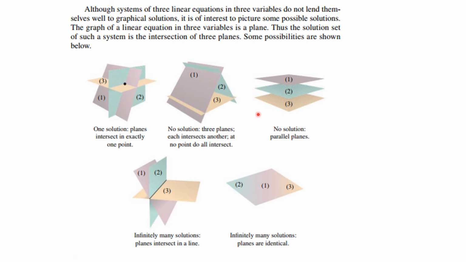Or they could all be parallel this way, or they could intersect having infinitely many solutions like the one we just did, where it's along a line like that in three-dimensional space. Or in fact, we could have infinitely many solutions where all of these are identical. It's really a pretty complicated situation.